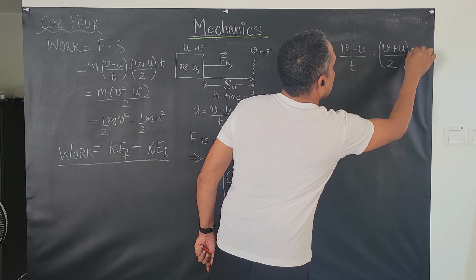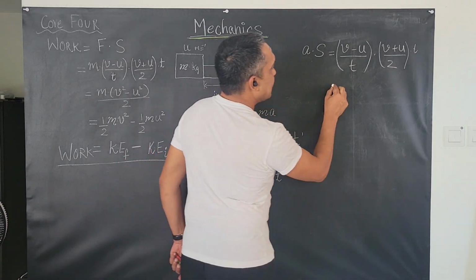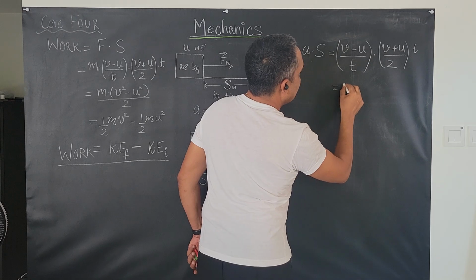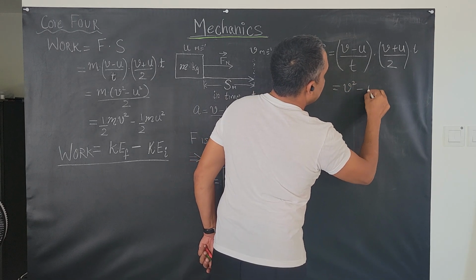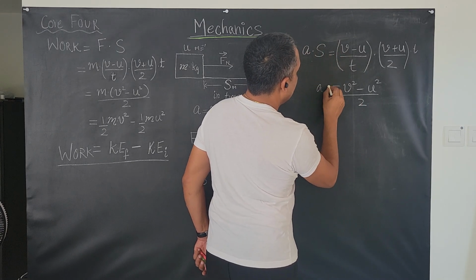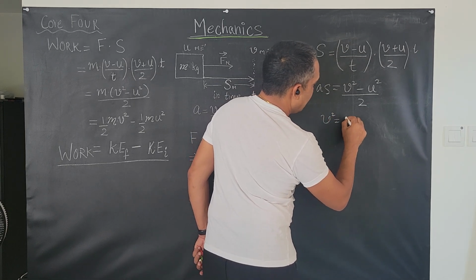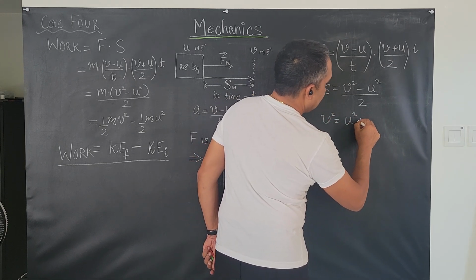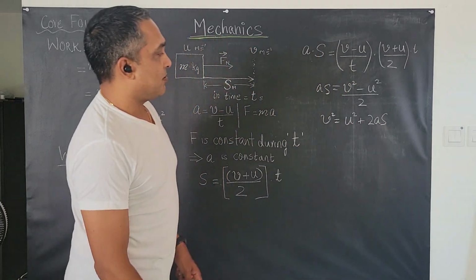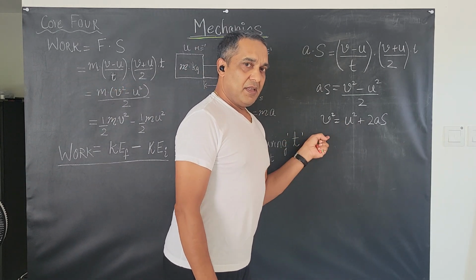This would be T. If you see this, acceleration times displacement gives me that, which would really be, if I cancel that out, I could rewrite this as v square minus u square divided by 2, and this would be, rearranging this, I would write v square equal to u square plus 2as, or v square minus u square is equal to 2as. They call it the constant acceleration equation.